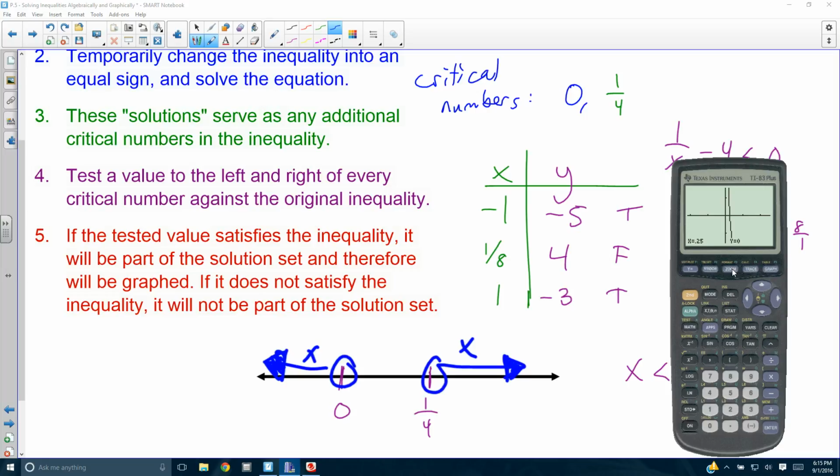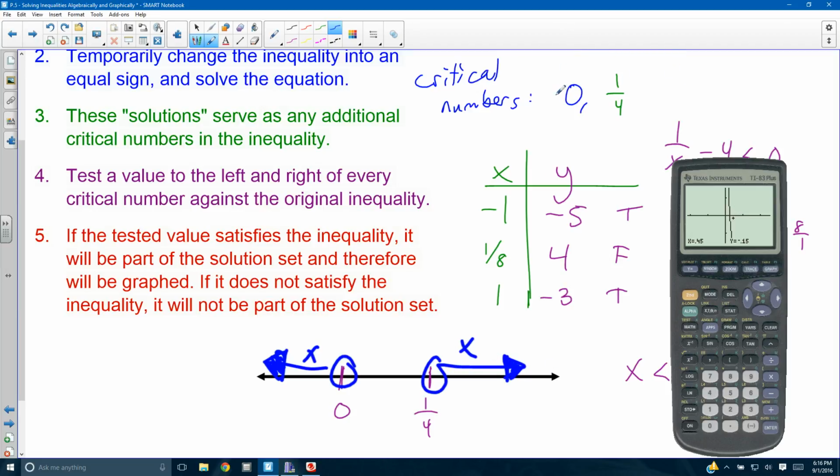Here's 1/4 right here, where I'm blinking right there. If I go to the left of it, between 0 and 1/4, where's my function? It is above the x-axis, so that's the positive values, right? The negative values are on the other side right there. Once it hits 1/4, it's 0. Once x goes greater than 1/4, y goes less than 0. That's what we're looking for. Here are our critical numbers.